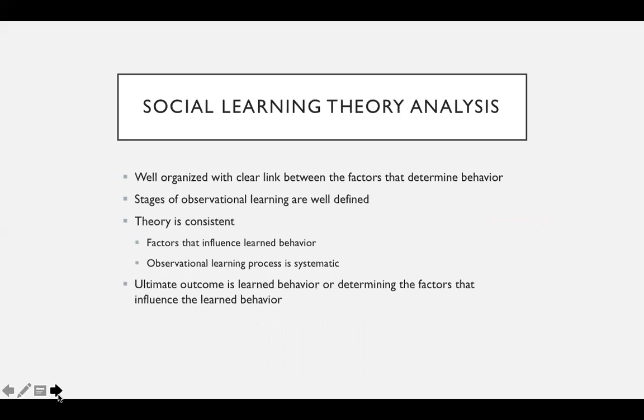Bandura's theory is well organized with clear links between the factors that determine behavior. The observational learning process is systematic. The stages of observational learning are well defined and the theory is consistent, including the factors that influence learned behavior. The ultimate outcome is learned behavior or determining the factors that influence the learned behavior, and this is consistent among all research that applies Bandura's theory.